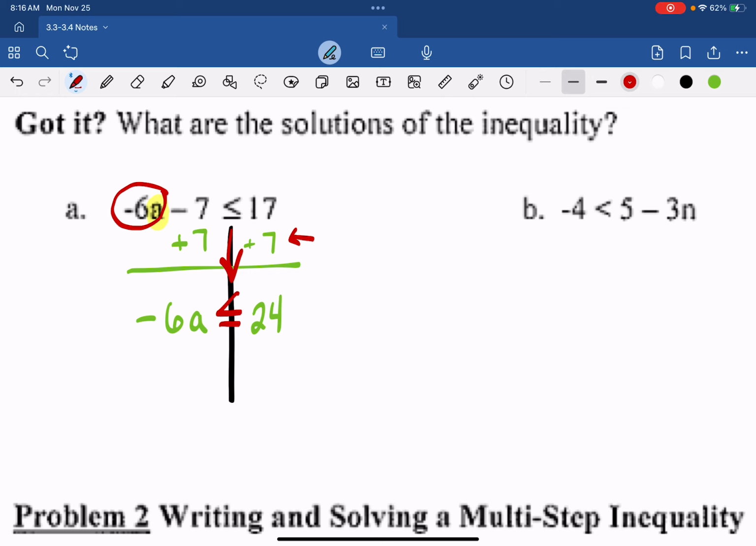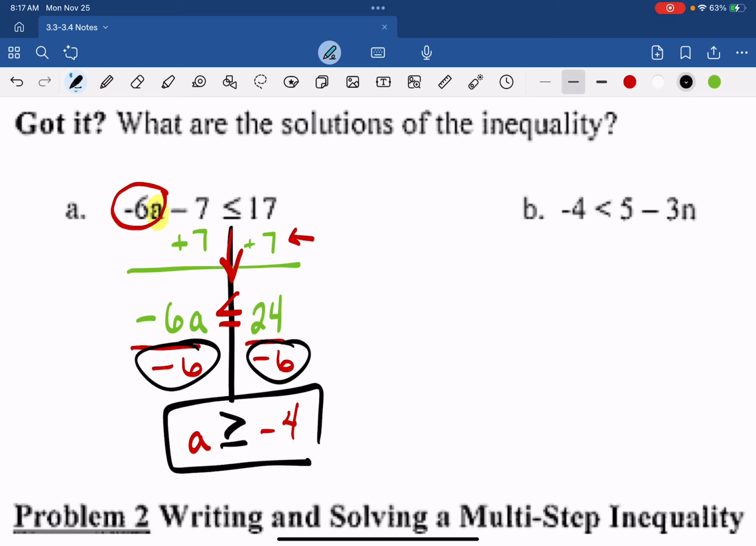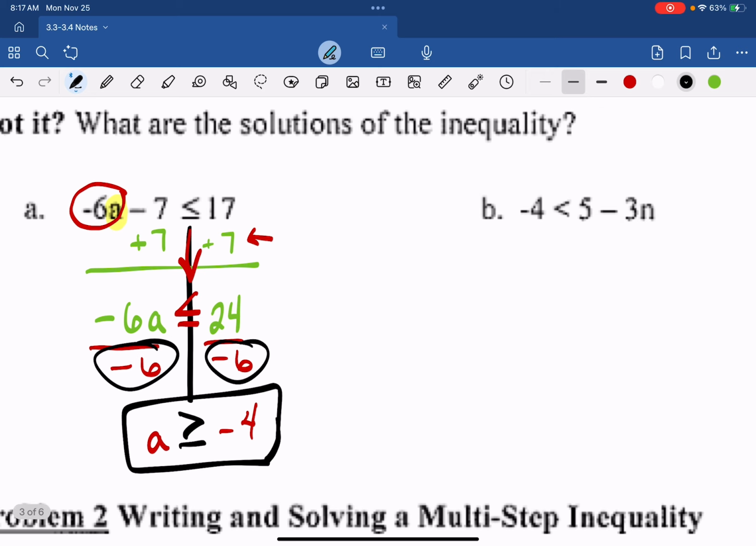And now my last step here is I get A by itself, is I need to divide both sides by -6. So I have a, and I have a negative 4. And now I have to look at what I divided by, negative, which tells me I have to flip my sign. So I flip my sign, back flipping. Okay? All right, I want you to try B on your own.